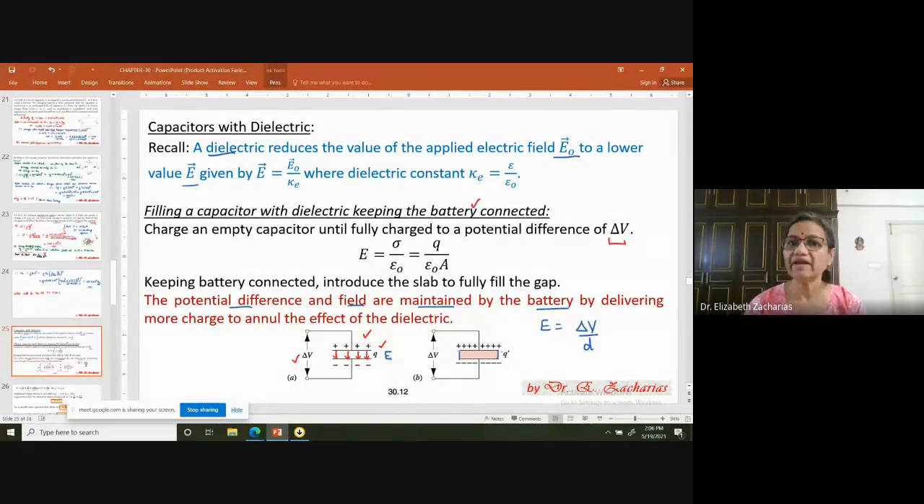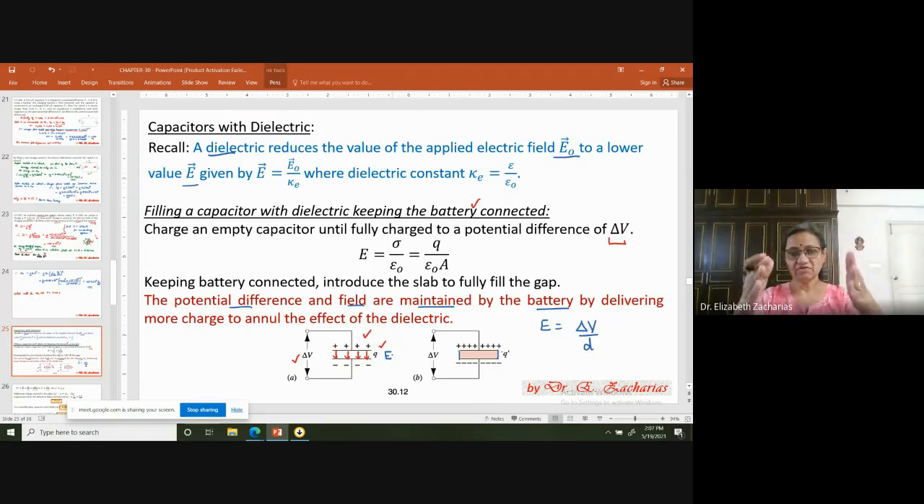But what is your battery doing? The battery is sitting there looking at it, still connected. It is looking at this capacitor and seeing, hey boss, your value has fallen now. So let me pump some more charge so that your potential difference will again come to that original value. Are you understanding this?